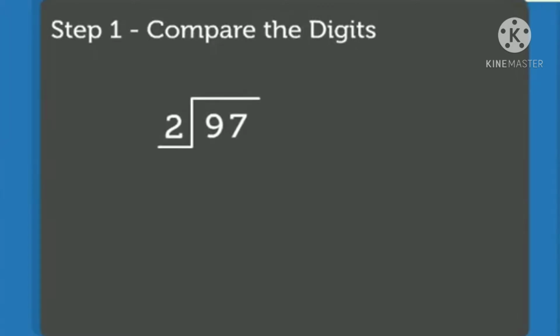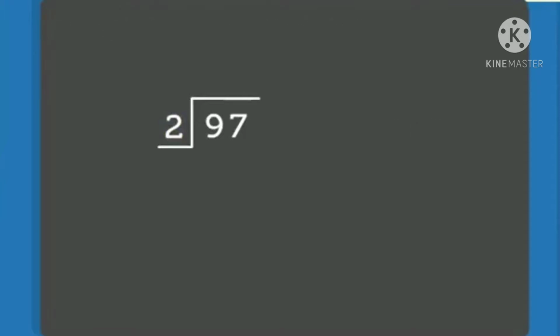We compare the leftmost digit of the dividend with the divisor. Here, the leftmost digit is the digit in the tens place. That is 9. 9 is greater than 2, and therefore we can divide 9 by 2. So, step 2 is doing the division.